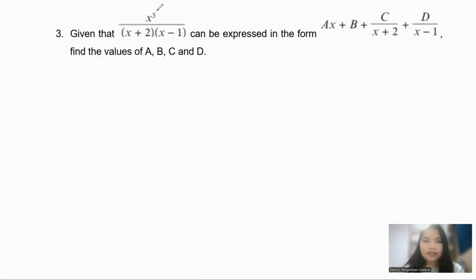Okay, next, number 3. Again, you're going to ask yourself, is this improper? So you have x cubed here, and when you do expansion here, you're going to have x squared. That's why you have cubic on the top, quadratic on the bottom, meaning to say you're going to have ax plus b there, or a linear. So you have a lot of choices here. If it's improper, you can do division, long division.